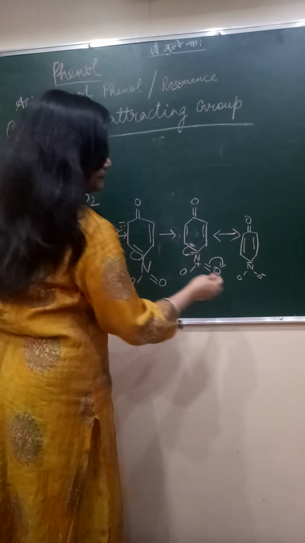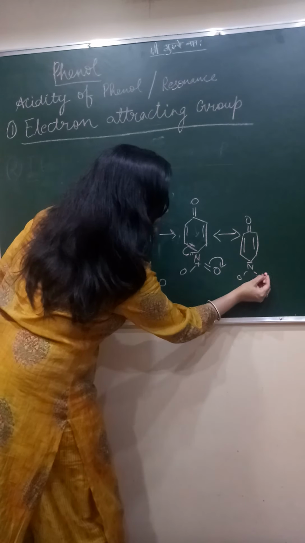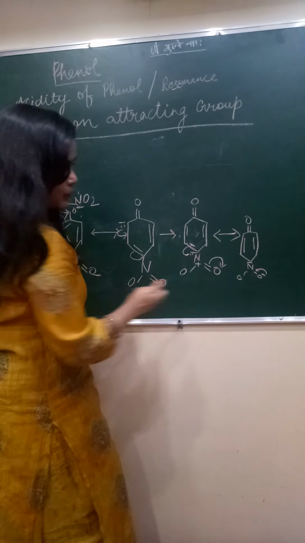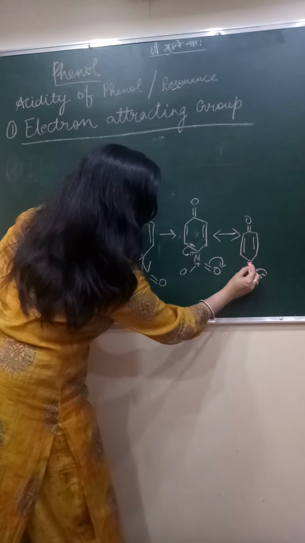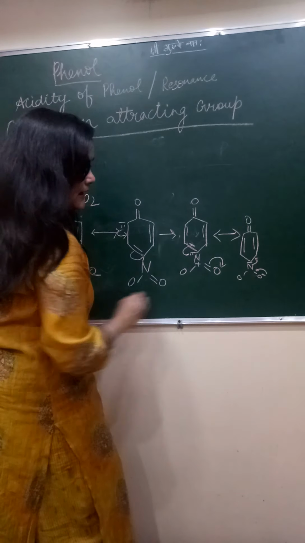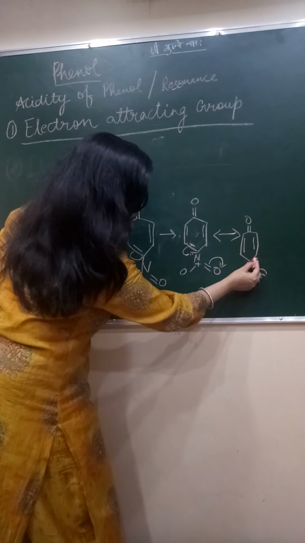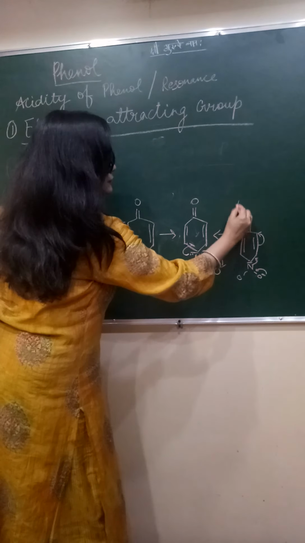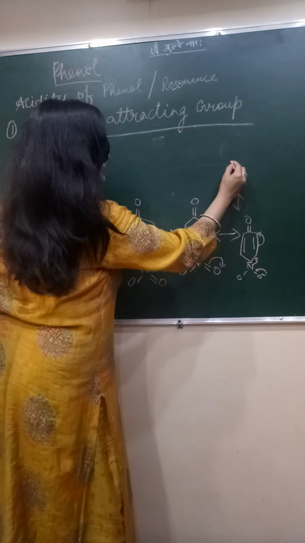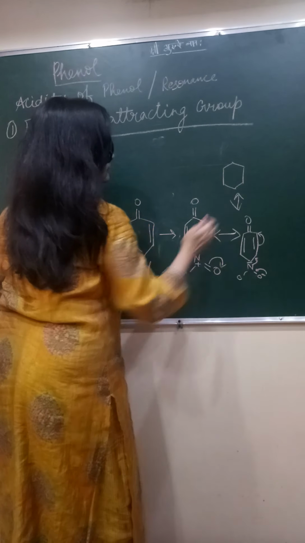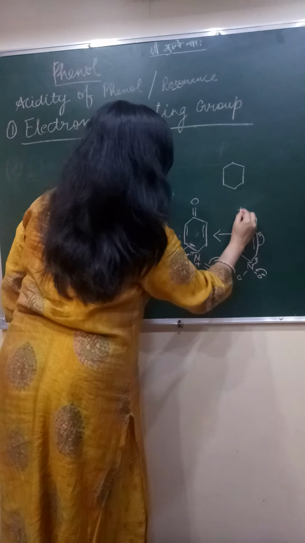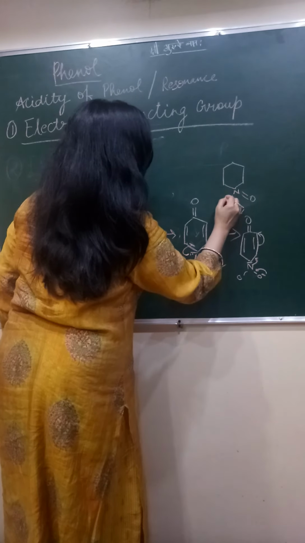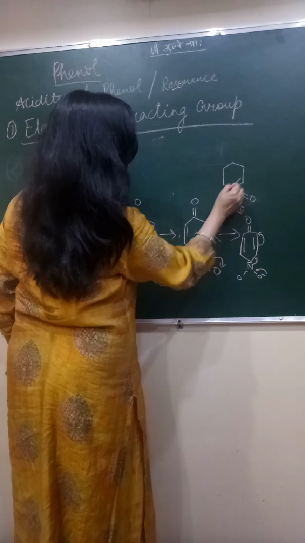In the next step, again the charge delocalization will happen. This lone pair of electrons will shift here. When it shifts here, then these lone pair of electrons will shift at this point. And when this lone pair of electrons shifts at this point, this bond will shift here. So a structure will be formed like this. This will form again like this, and this bond will come here like this.